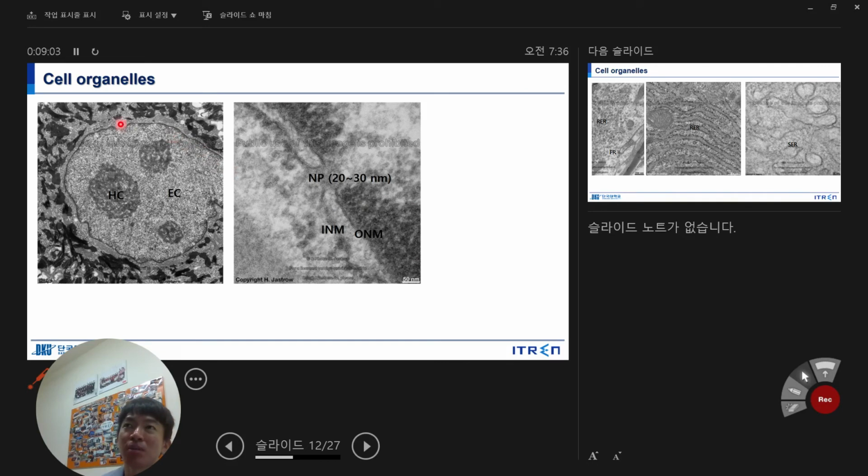Okay, this is another example. First, when you look at TEM images, you have to see the nucleus first. Okay, the nucleus, and then you can see heterochromatin or nucleolus. We don't know yet, but according to the color, you can see heterochromatin and euchromatin here. When you look at this nuclear membrane in detail, you can see two layers: the inner nuclear membrane and the outer nuclear membrane. And sometimes they have some pores. This is called a nuclear pore, around 20 or 30 nanometers maximum. In this low magnification, you cannot see the nuclear pore, but in high magnification, you can see it.